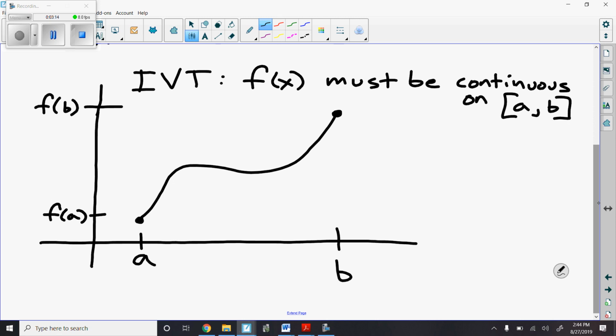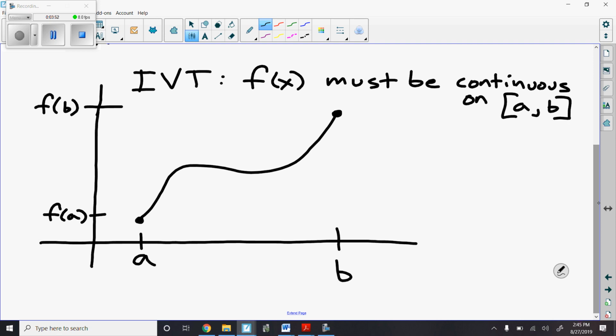I don't see any holes, any jumps, any vertical asymptotes. So what the IVT guarantees is that if a function is continuous on a closed interval, in this case AB, wherever, AB could be like 0, 10 or 5, 11 or -2, 2, we will hit somewhere between A and B, an x value between A and B, any y value that's between f of A and f of B.